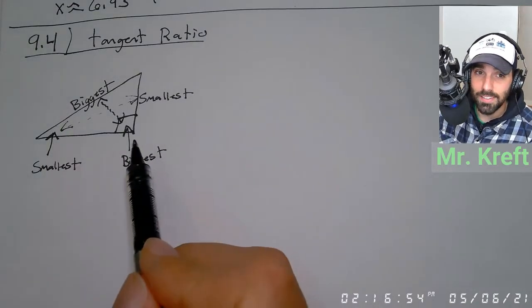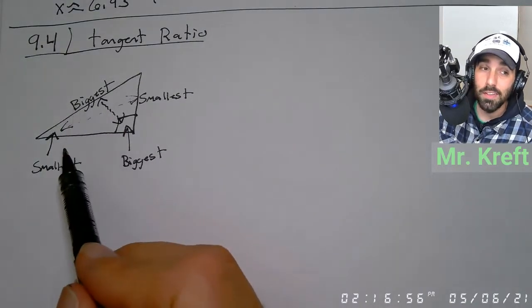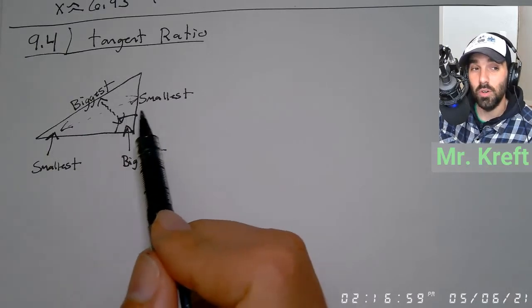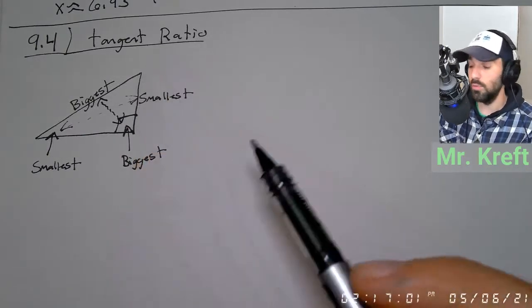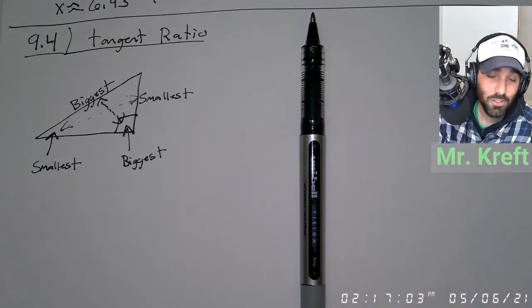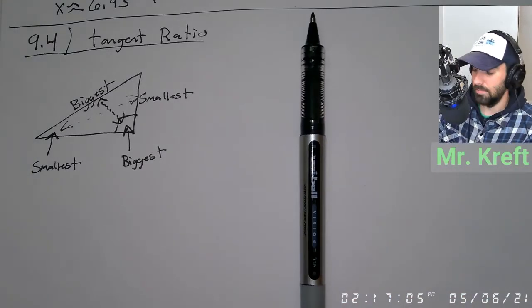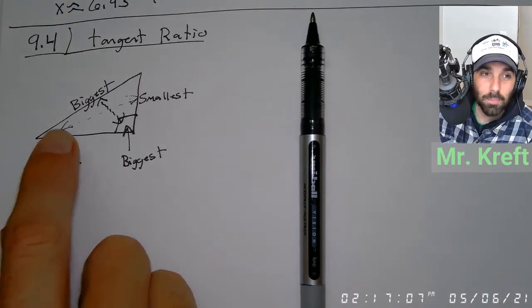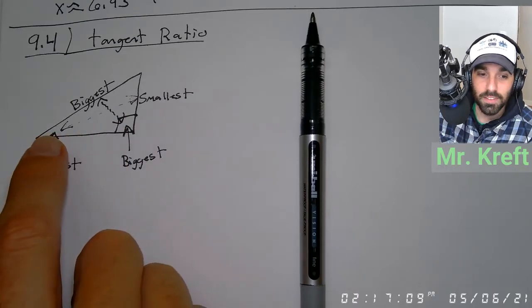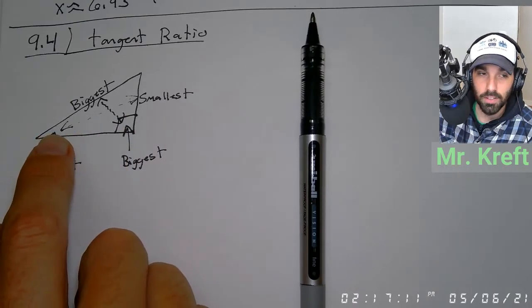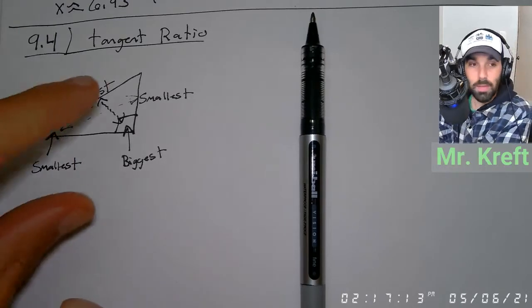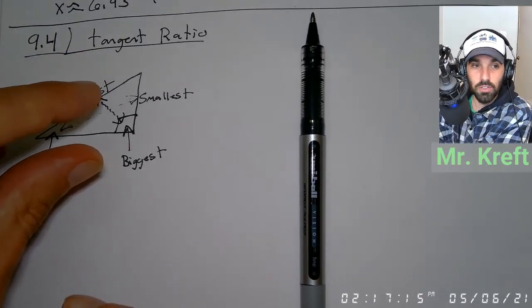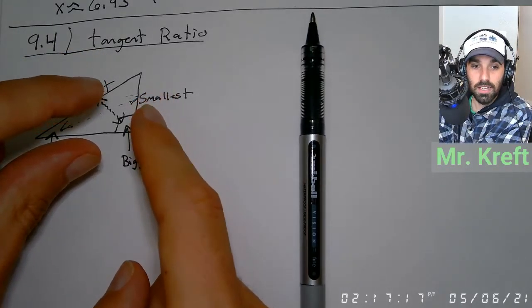Okay, so if the biggest angle is across from the biggest side, then the smallest angle has to be across from the smallest side. So this is where I need you guys to have a little imagination. What's going to happen to this side if this angle gets smaller? Can you imagine squishing this closer and closer together? What's going to happen to this side?